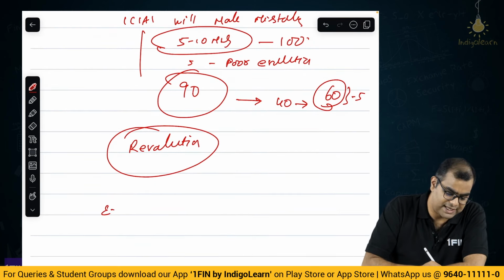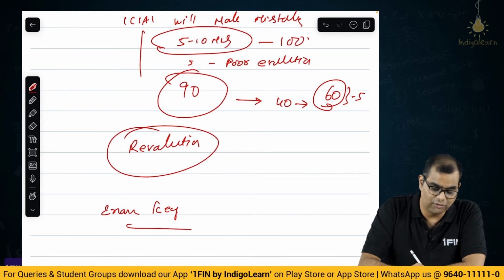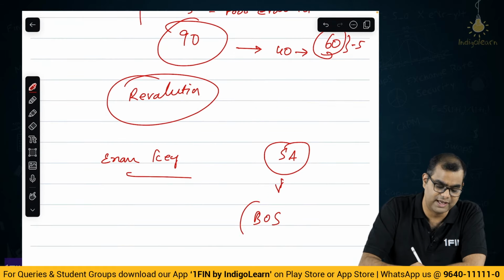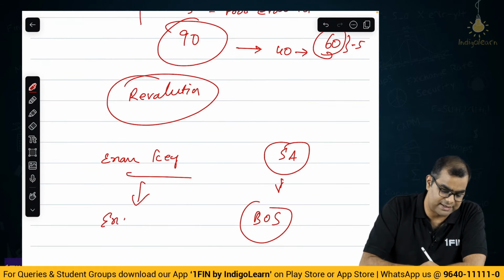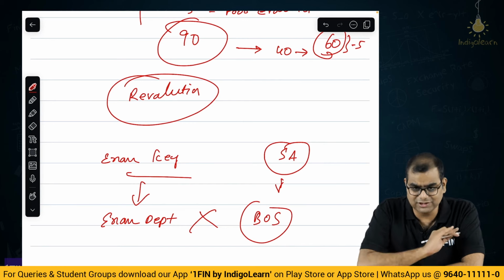What is the actual exam key? None of us know. It is not released. You know what the suggested answers are? Suggested answers are prepared by the Board of Studies. The exam key is prepared by the exam department. Do you know that both of these are not the same? There is no linkage between those two.